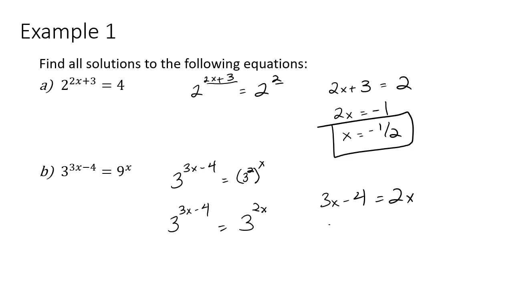I'm going to subtract 2x from both sides and combine it with the 3x on the left, and I'm going to add 4 to both sides to move it to the right. And so we get x is equal to 4.